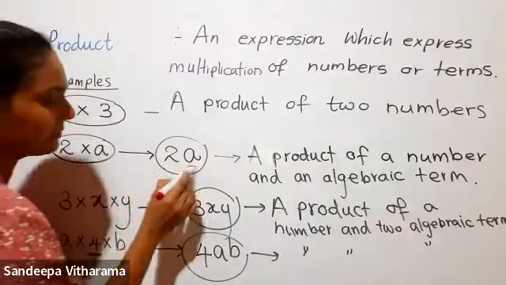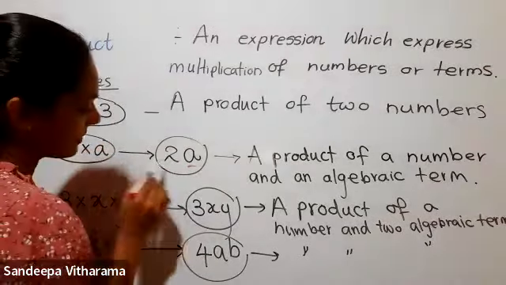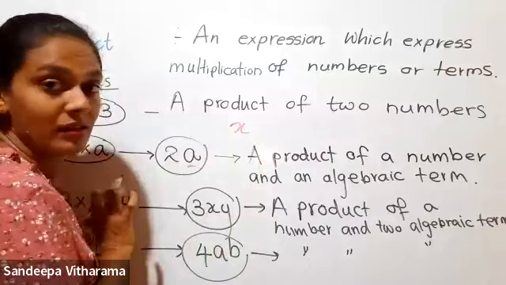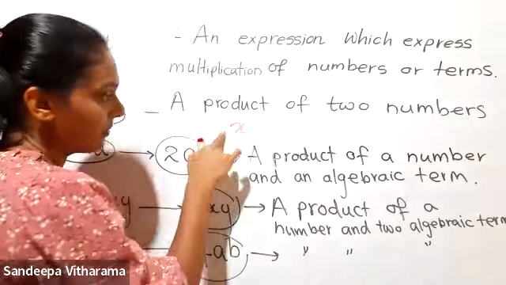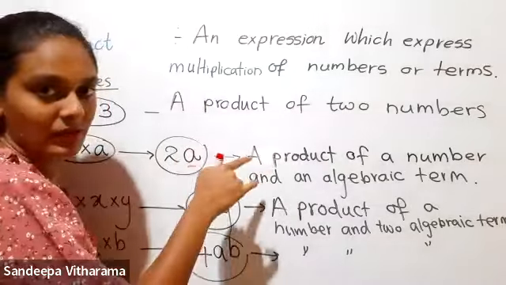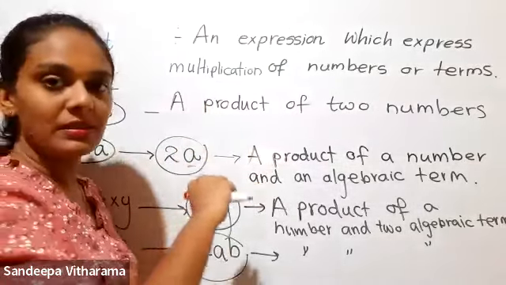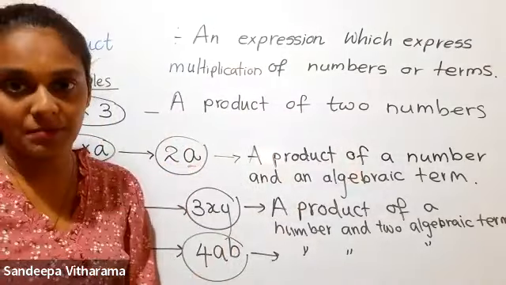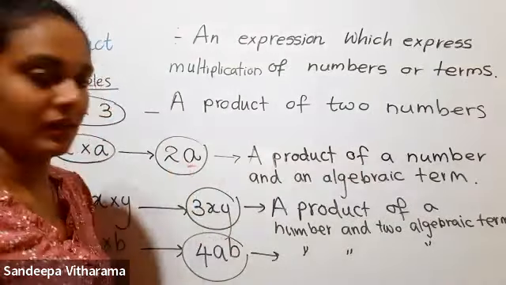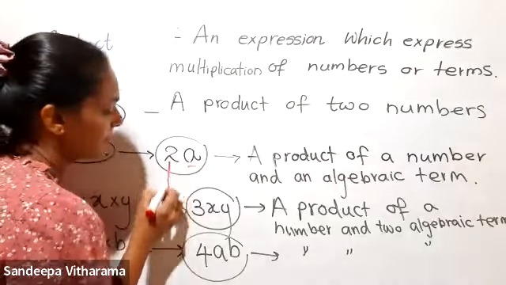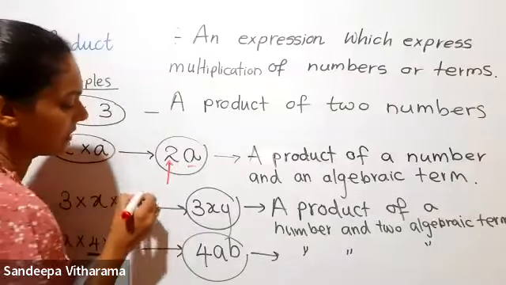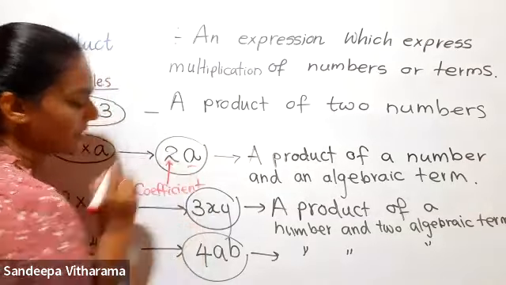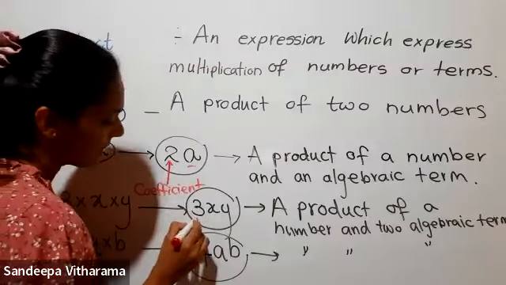When there is an algebraic term, there is a number. If it is x only, then it is 1 into x, which is x. When the number with the algebraic term is 1, we do not need to write it. But when there is any other number, you have to write it with the algebraic term. This number is called the coefficient. This is given a special term called coefficient.